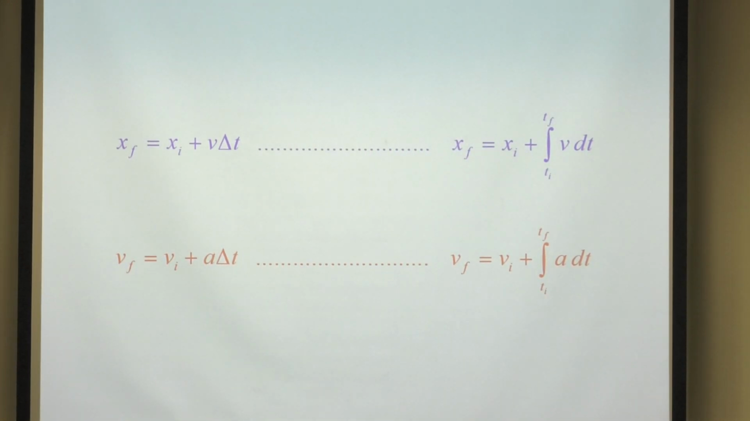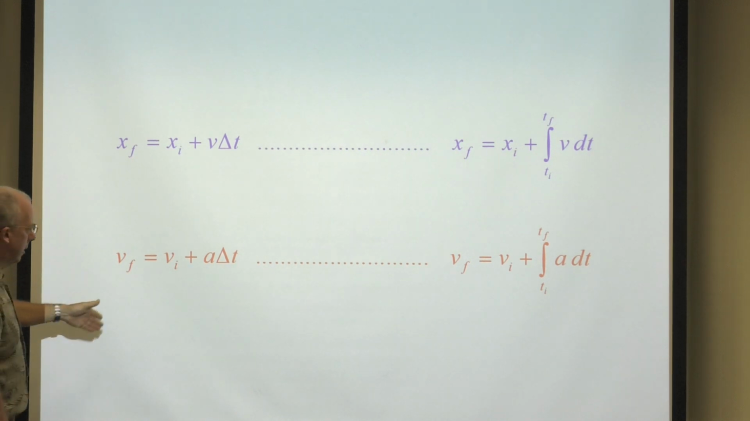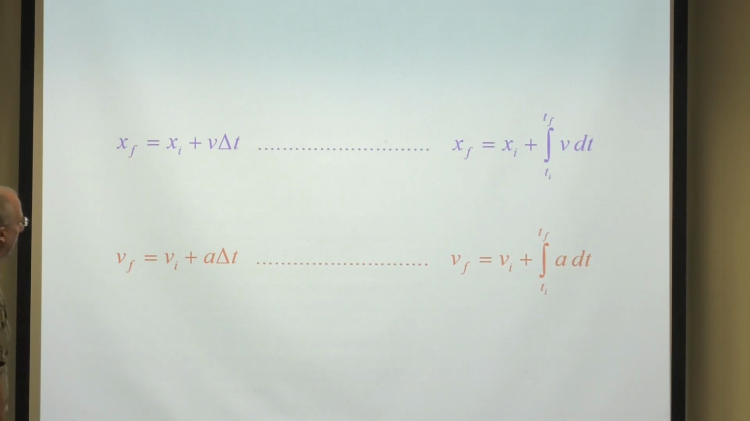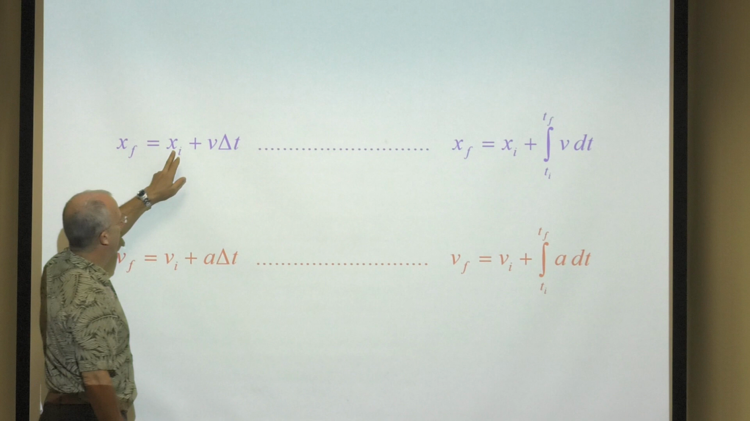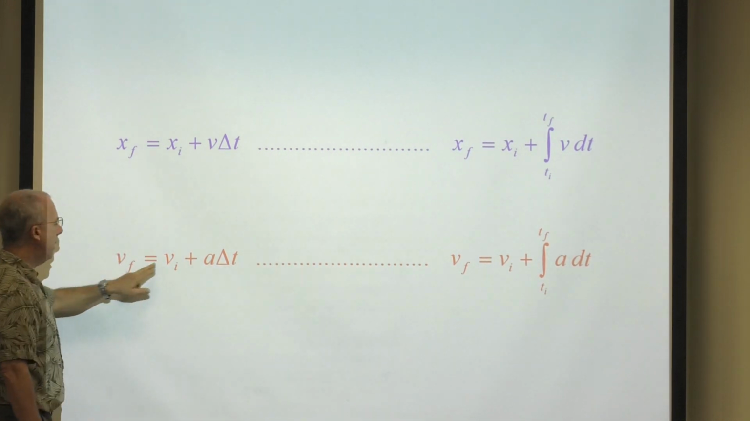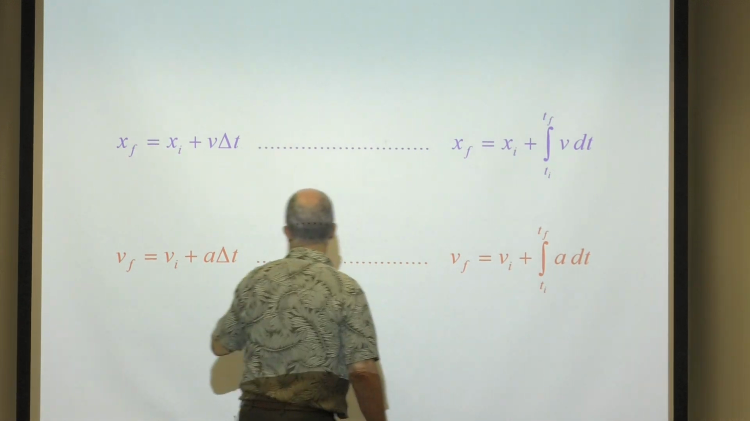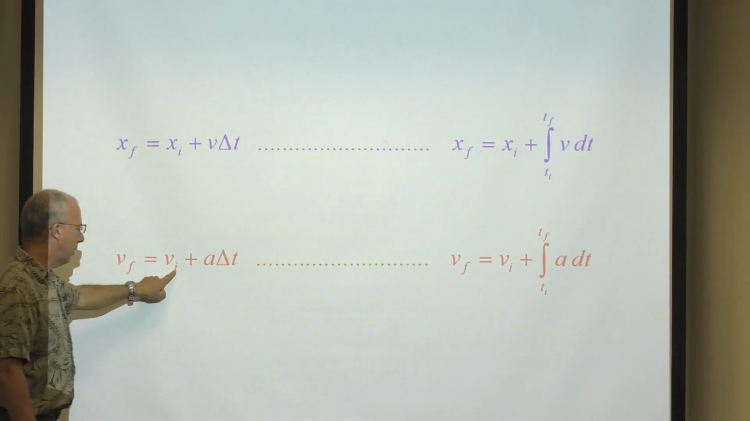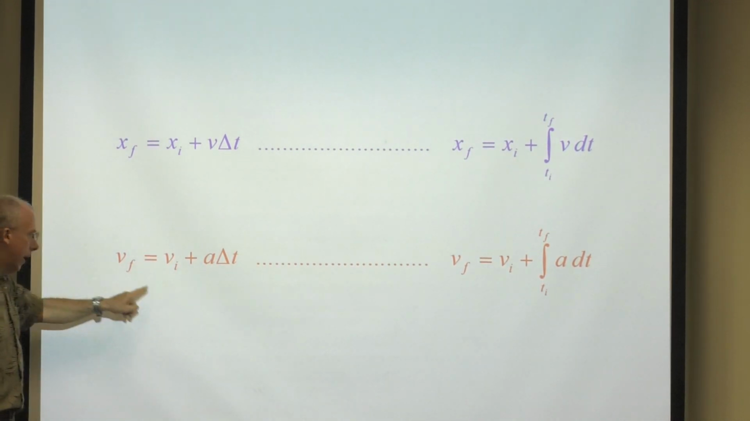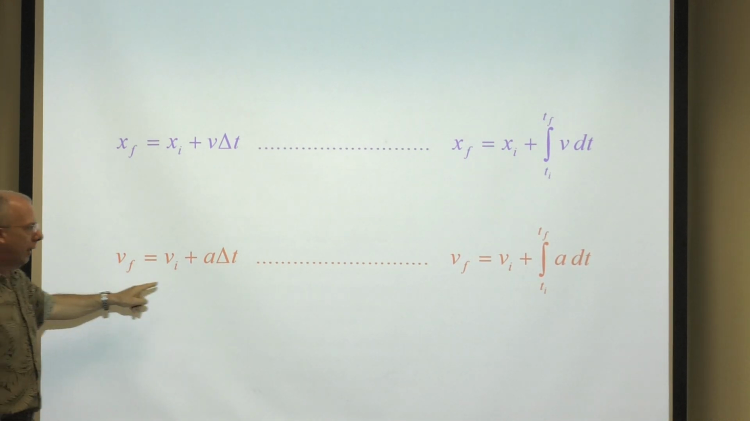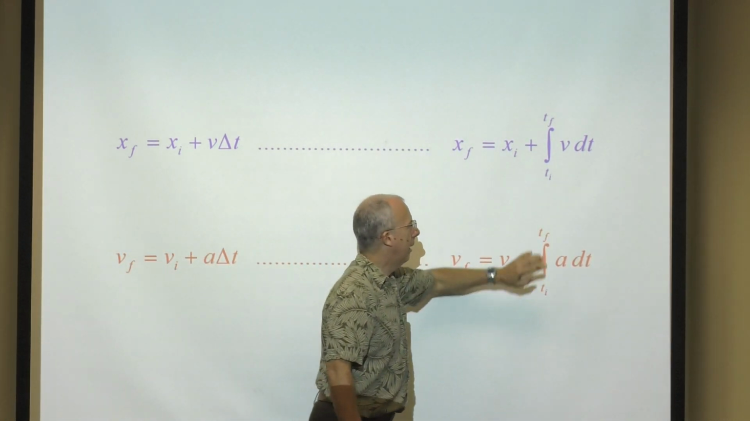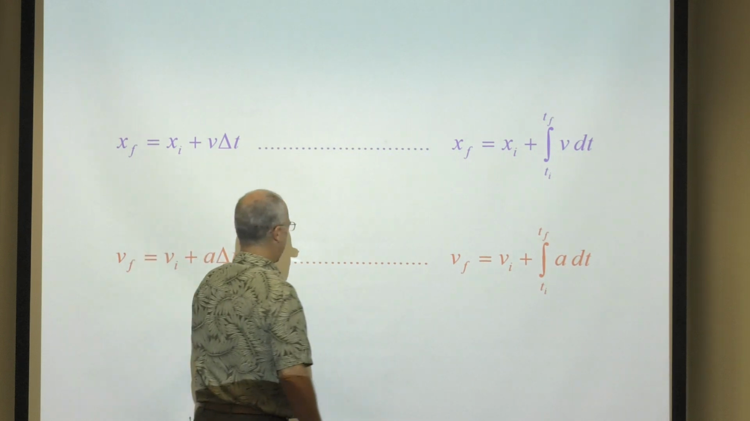Now you can do the same argument with velocities and accelerations. So instead of having x and v, you can have v and a, and again this one. You start off with some velocity, you accelerate for a certain amount of time, and guess what? You have a different velocity. So that's what this thing says. So if this is true, then that's true.